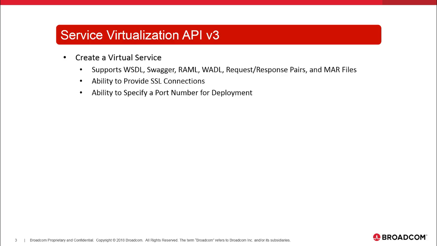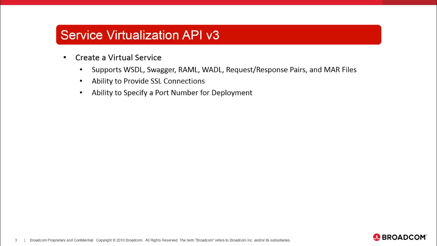But as I mentioned earlier, this is all about APIs. That's where the world is moving towards, right? So basically, for creation of a virtual service through the API, we're supporting WSDL, Swagger spec, RAML, WADL, RR pairs, or our native MAR files. You have the ability to provide SSL connections. You have the ability to also specify a port for deployment.